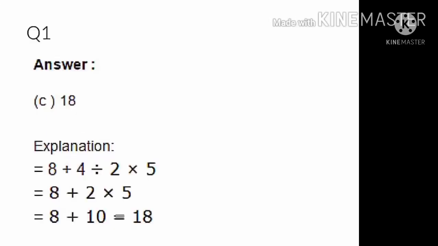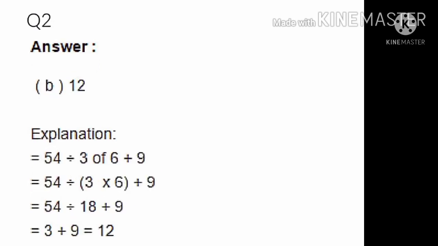Now let's start exercise 6b. Question number 1. 8 plus 4 divided by 2 into 5. So first we will be doing division according to BODMAS or VBODMAS. So 8 plus 2 into 5, that is 8 plus 10, and our answer is 18.